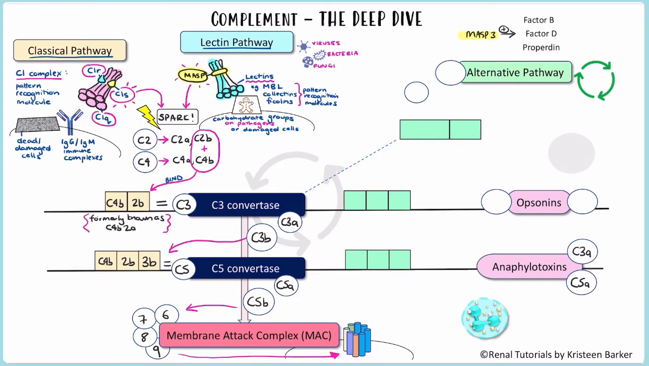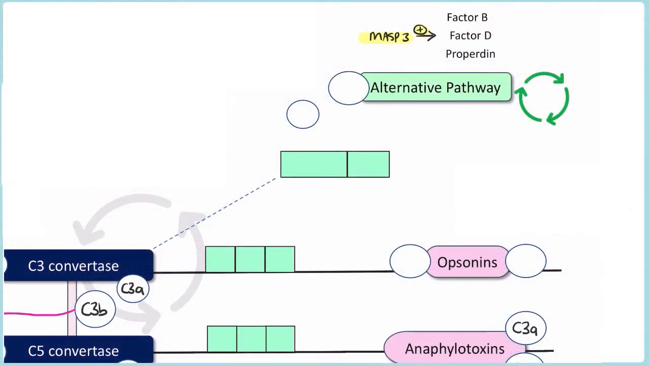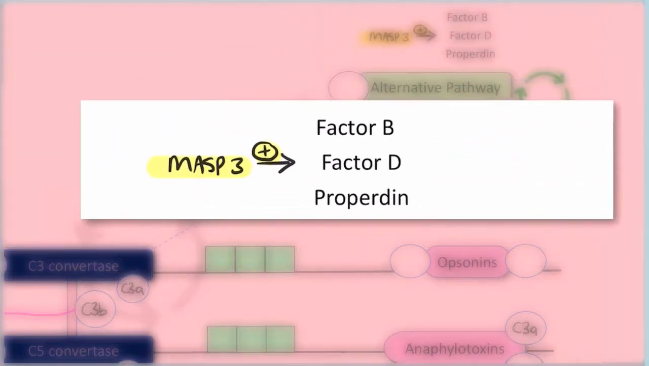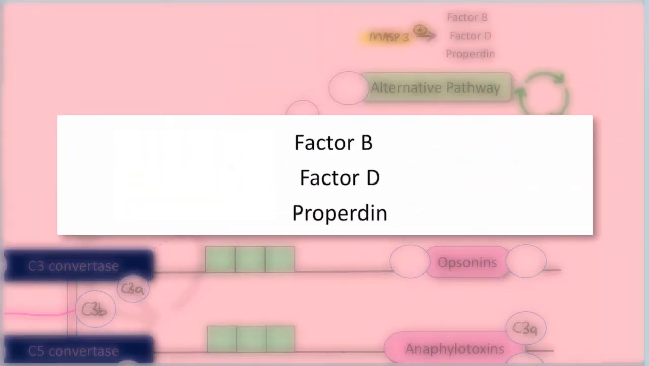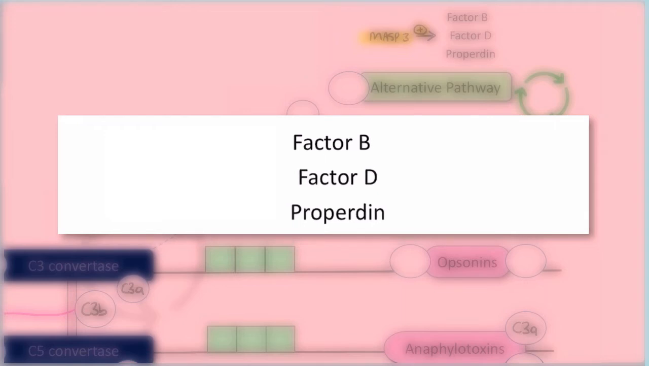Now let's switch gears and get to know a real sassy part of complement, the alternative pathway. The alternative pathway has sass in spades. It's a law unto itself and requires a significant amount of policing to keep it under control. And in getting to know the alternative pathway, we must first become acquainted with some brand new characters. Introducing factor B, factor D, and properdin. These are exclusive to the alternative pathway.